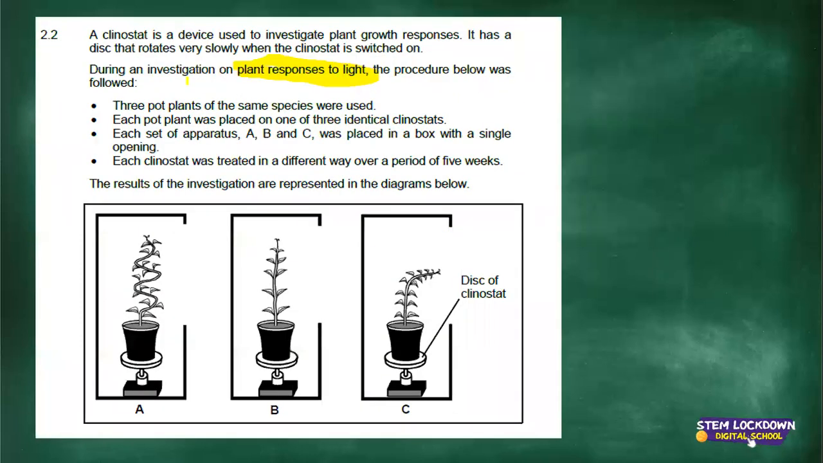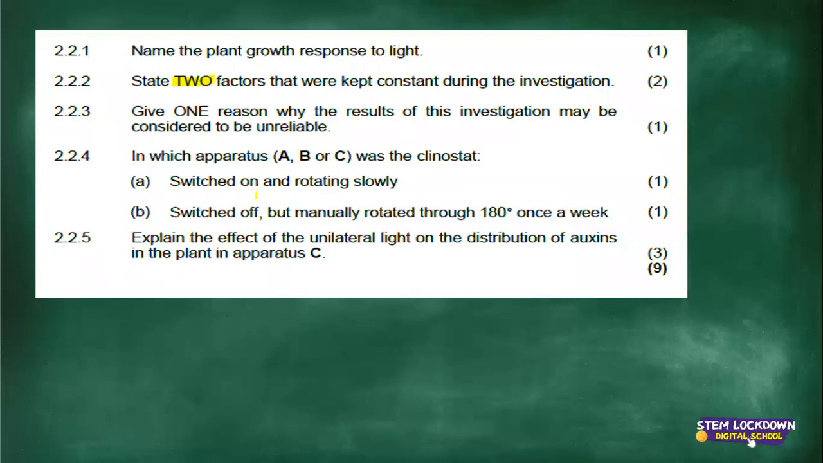As you see, all that information I found here, it's nothing I came up with. It's stated here that the same species of pot plants were used. Each pot plant was placed on one of 3 identical clinostats. You see, all of these points are listed here. So we got all the answers from the information given. That is why it's important to read and understand the information given before you start answering.